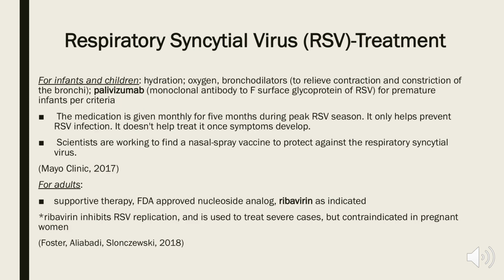RSV treatment for infants and children includes humidified oxygen, bronchodilators, and palivizumab, a monoclonal antibody to the F surface glycoprotein of RSV. Scientists are working to find a nasal spray vaccine to protect against the respiratory syncytial virus. For adults, supportive therapy, and the FDA-approved nucleoside analog ribavirin as indicated. Ribavirin inhibits RSV replication and is used to treat severe cases, but is contraindicated in pregnant women.